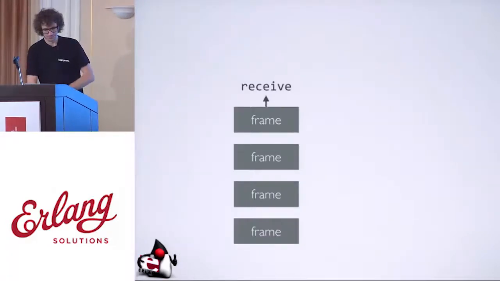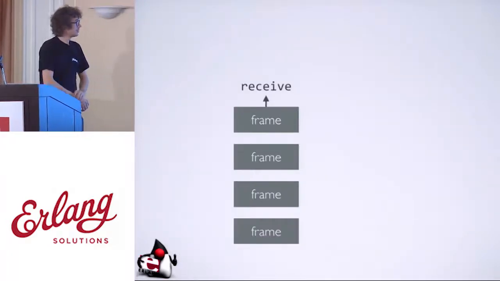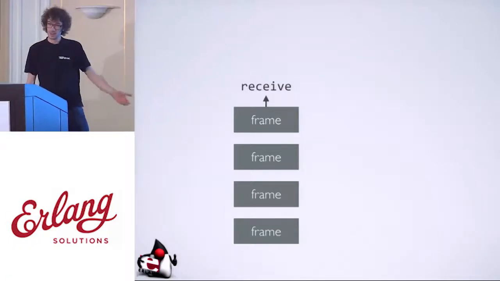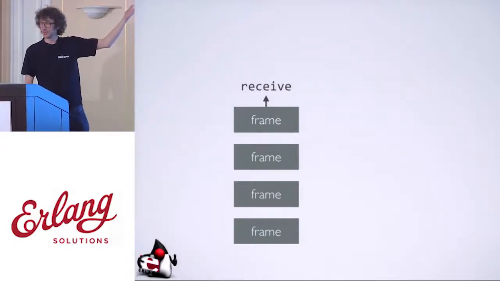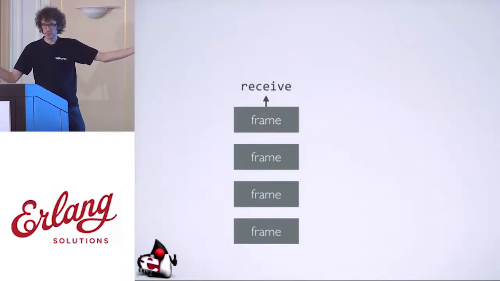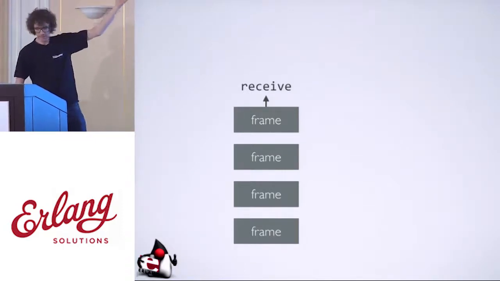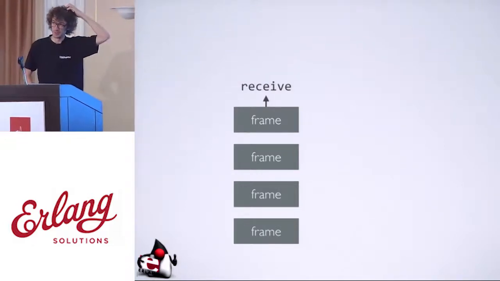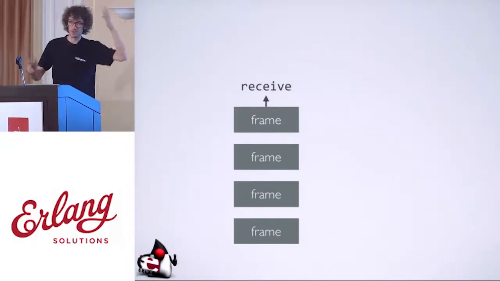So assume that you have a sequence of activation records on the stack. These are normal Java activation records that are on the stack. And then you hit receive, some kind of blocking call. Receive is really more or less the only blocking call in Erlang, right?